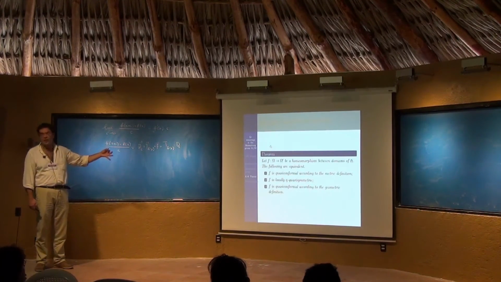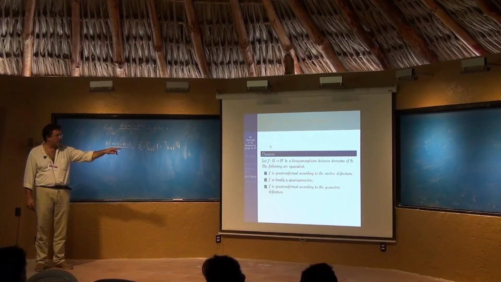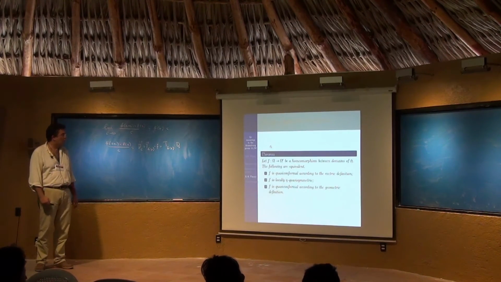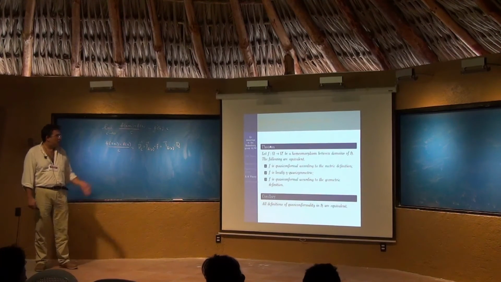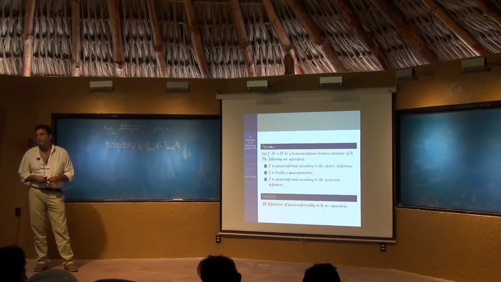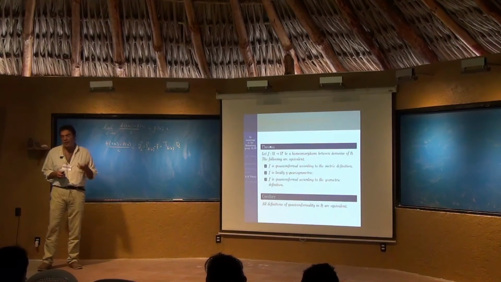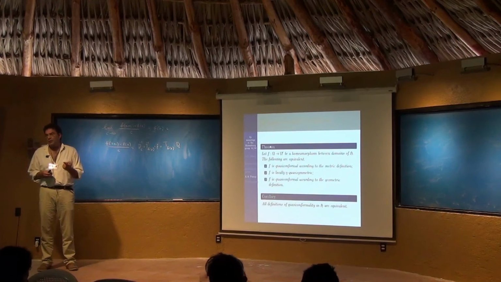So we have the theorem. The following are equivalent. Quasiconformal according to the metric definition, locally quasisymmetric, quasiconformal according to the geometric definition. All definitions are equivalent. So that was the start of the Korányi-Reimann theory for the quasiconformal mappings of the Heisenberg group. Basically, it is one paper back of 1985 or so in Inventiones Mathematicae.